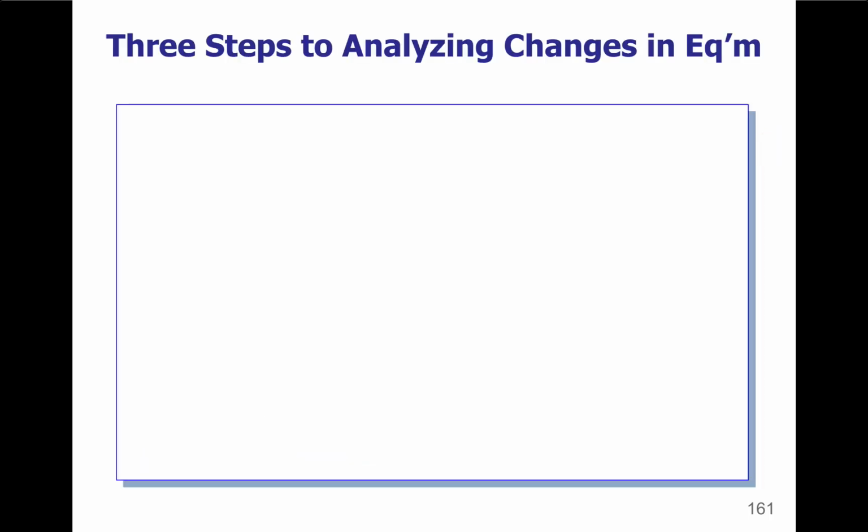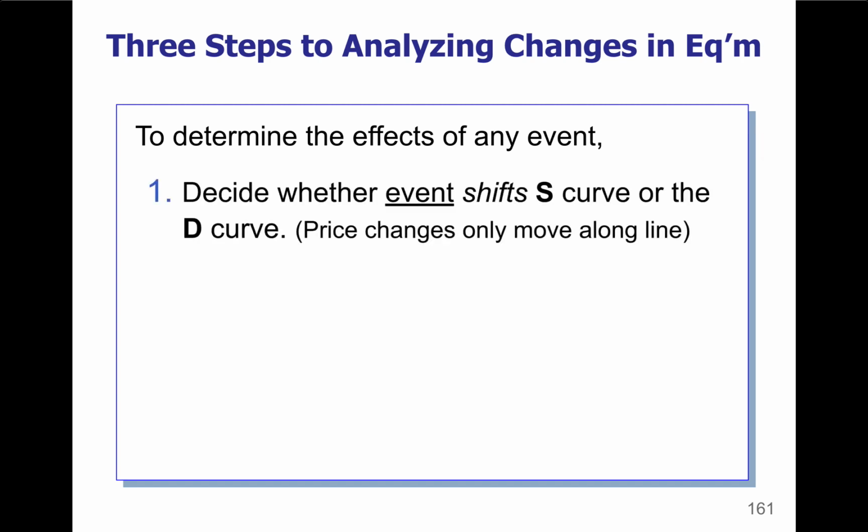In this particular video, we're going to talk about the types of examples that you'll see on tests and quizzes and how to properly analyze them. So once you have a perfectly labeled supply and demand graph, the questions are going to give you some type of event to analyze. That event is either going to shift the supply line or the demand line.